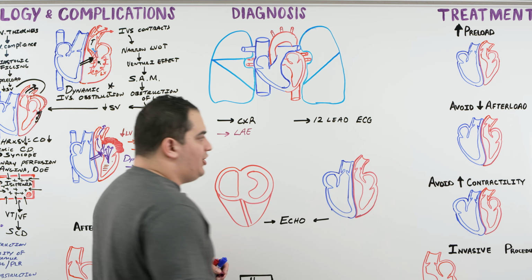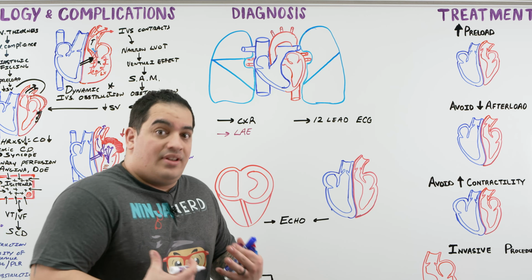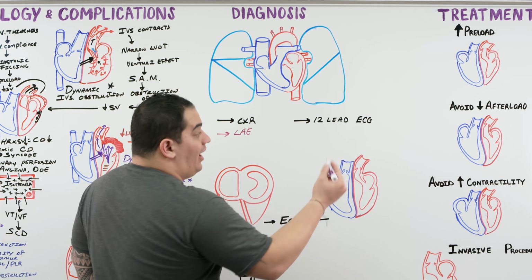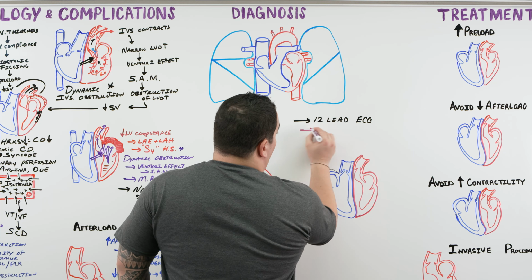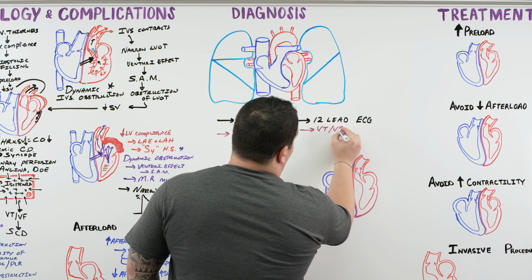If you get a 12-lead EKG, you're doing it because they maybe have chest pain, right? They have angina, they have dyspnea on exertion, they have a syncopal event. And really, what could you find? You could find a ton of different things. You may, worst case scenario, find them in VTach or VFib.